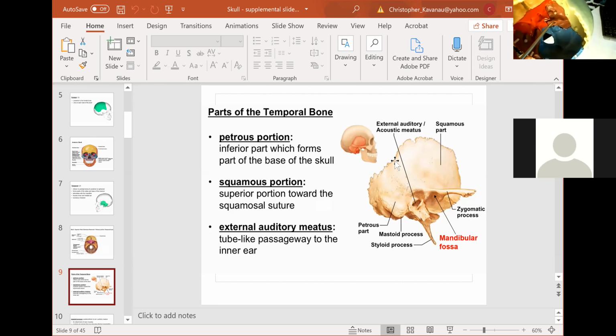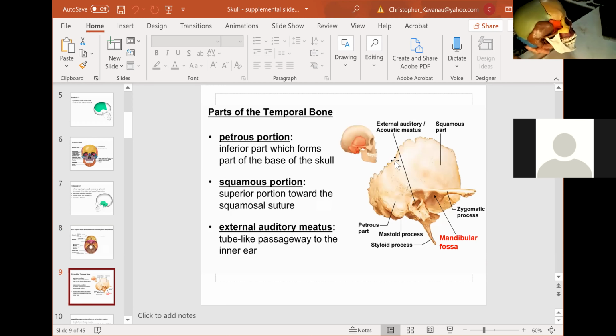So later in the semester, in Dr. White's lecture section, you'll learn about the apparatus of the inner ear. It allows you to hear and to maintain your body's equilibrium. And it's inside here. So it's called the petrous portion. Just think of petrified wood, so rocky, it's made out of rock, right? Rocky outcropping is the transliteration of that word petrous. Now, there's also a squamous portion.